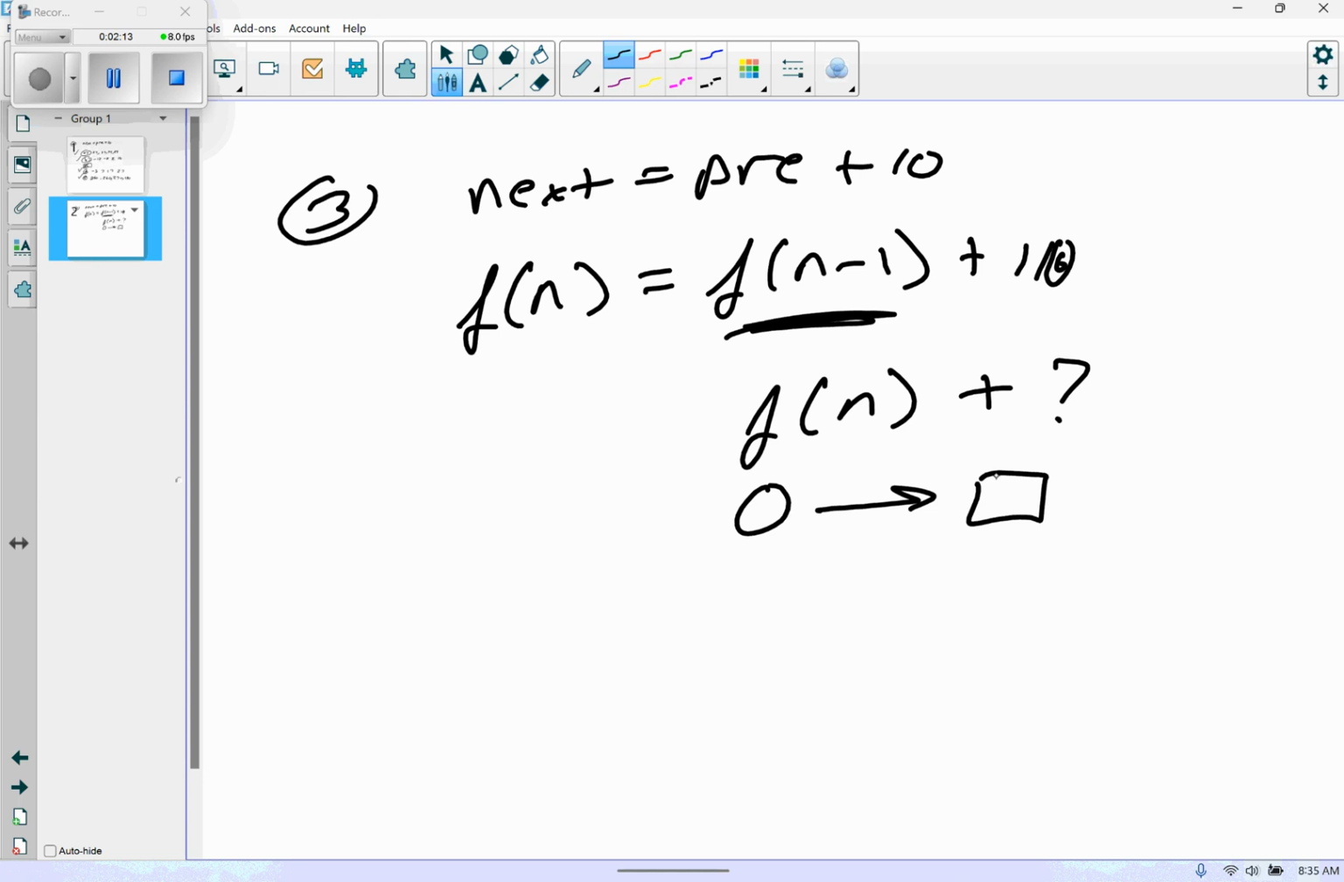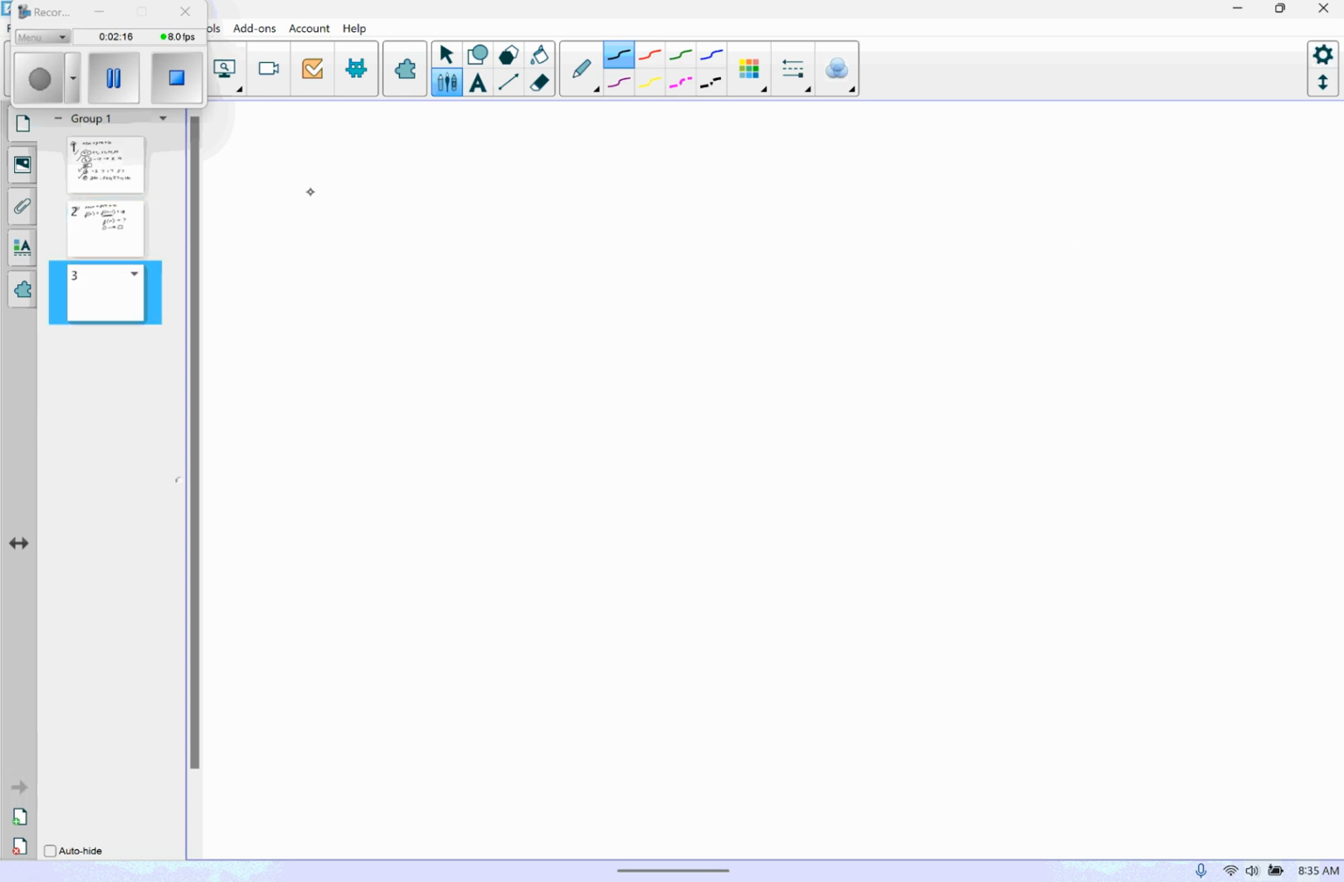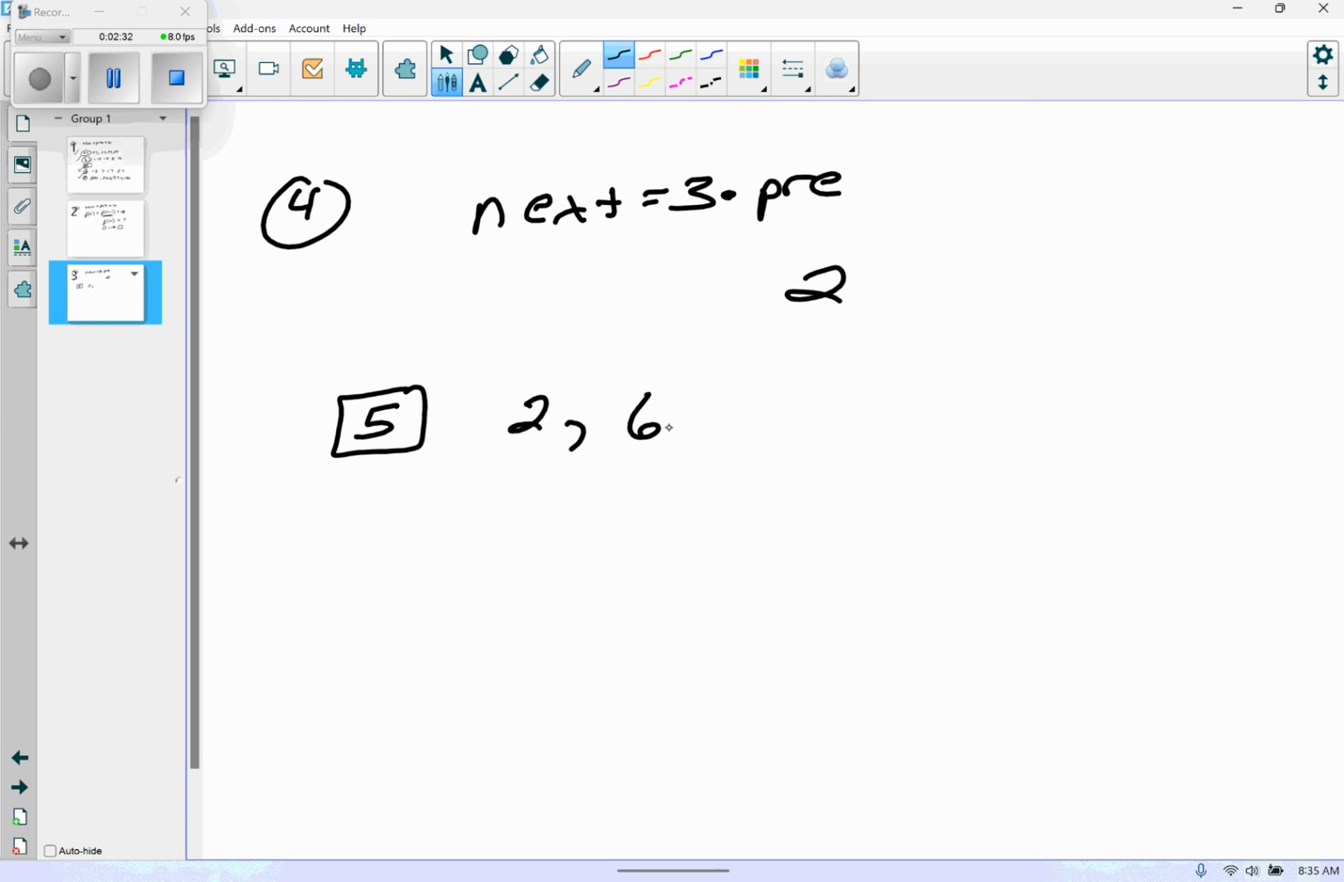Okay, go ahead and flip the page. We're going to be on number 4, top of the page. It says we have next equals 3 times the previous. Okay, and we're starting at 2. Okay, so if I were to write the first 5 terms, we have 2, then we have 6, and then 18, because we multiply by 3, and 54, and then let's see, 12, carry the 1, 15, 162. So those are the first 5 terms because I basically multiplied everything by 3.